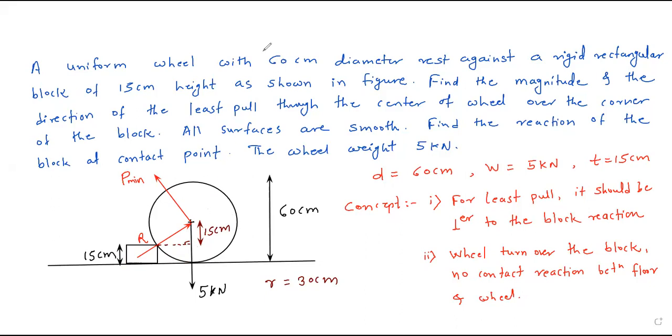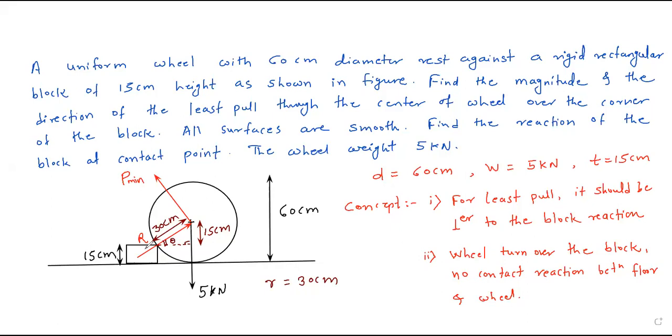And again, if you see this distance, this will be the radius. From this point, this will again be the radius. So this distance is known to you. This is 30 centimeter because the diameter is given as 60 centimeter. From this you can calculate this angle theta. That is what we need to calculate first.